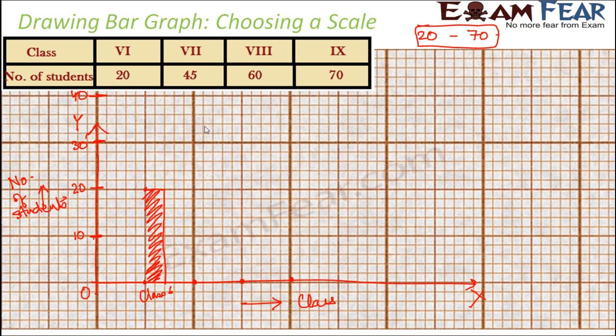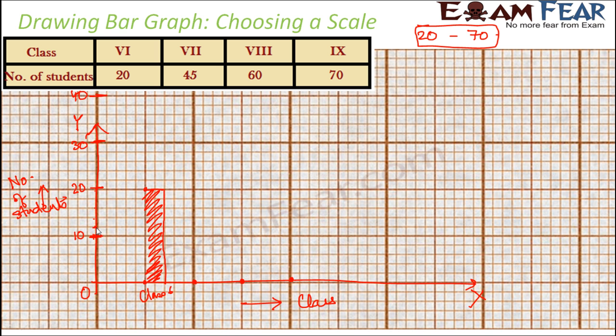Similarly, for class 7, the number of students is 45. So 45 would go even beyond 40. So 45 would be somewhere between 40 and 50. Right? Now, let's say we have to represent a number between 10 and 20. So between 10 and 20, you again have small boxes, right? So here 10 to 20 represents 10 students.